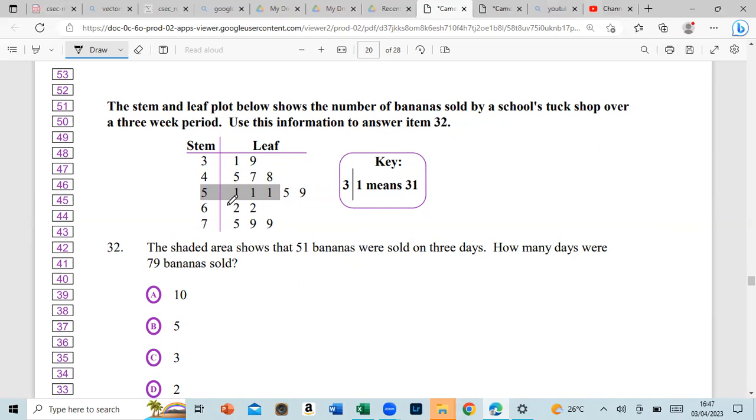All right. So it said the shaded area shows 51 bananas were sold 3 days. How many days were 79 bananas sold? So first we know that we'd find 7 on the stem and then 9 on the leaf. So it's 2 days because it's 2 9, so it's 79.